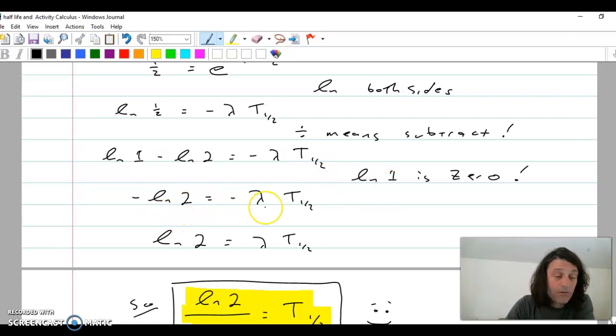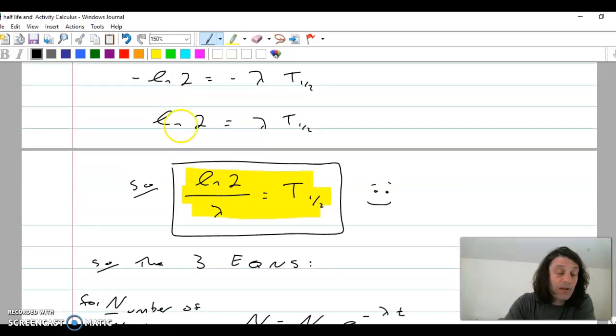So the natural log of 2 becomes negative lambda t 1/2, which means you can cancel the negatives. So that half-life is the natural log of 2 divided by lambda, or the lambda is the natural log of 2 divided by the half-life, which I guess is how I should write that, isn't it?